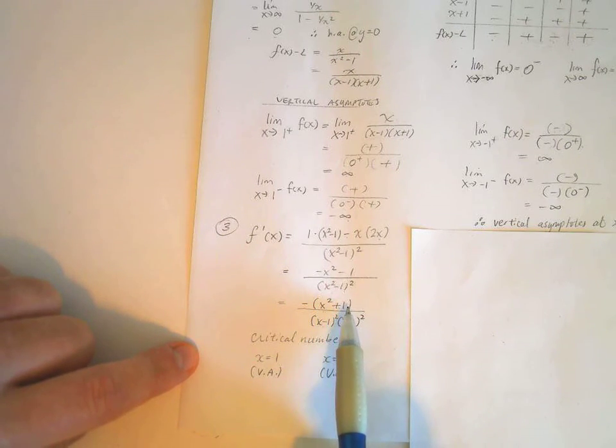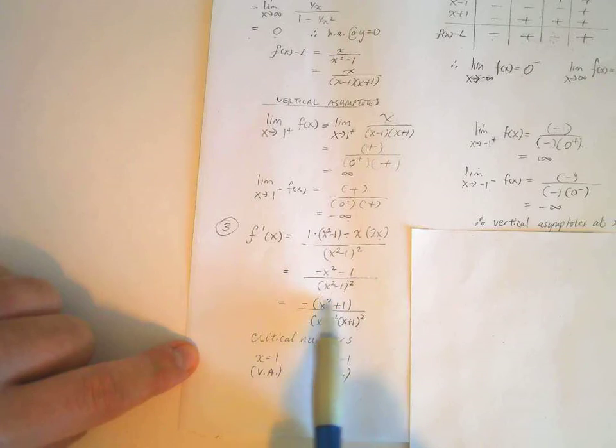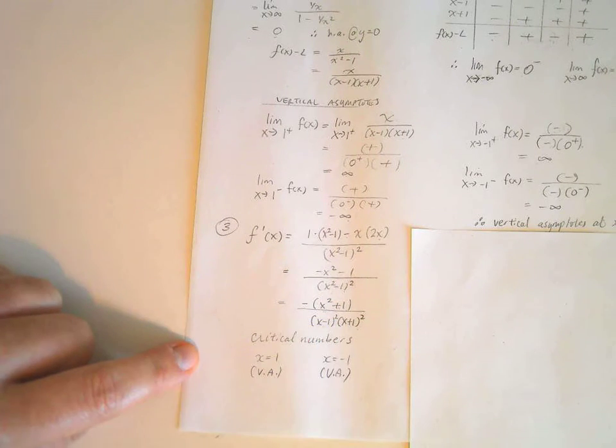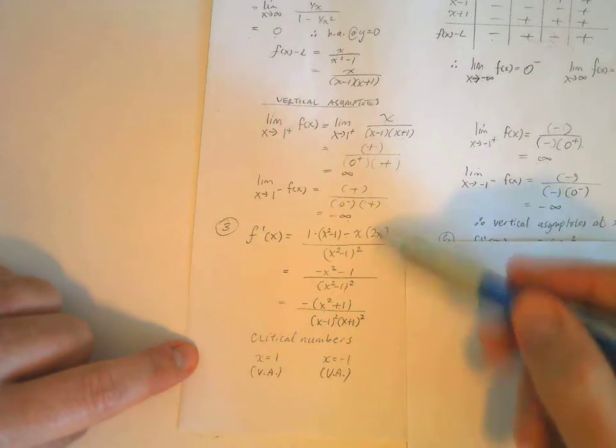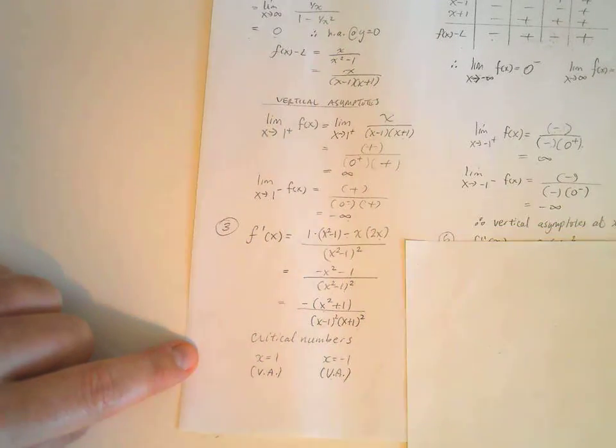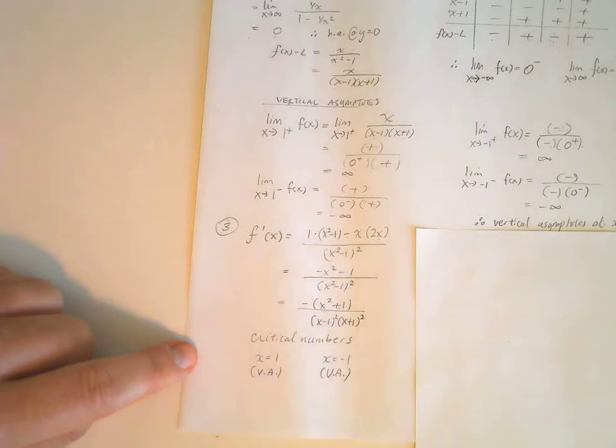So if I'm looking for critical numbers, I can't get any zeros from my numerator, but I can get some values that are restricted in my denominator. Those I'd have to consider, but I already know that they're vertical asymptotes because I just proved them, which means that in this case I have no critical numbers. So because I have no critical numbers, this function I'm going to be drawing is not going to have any local extrema.